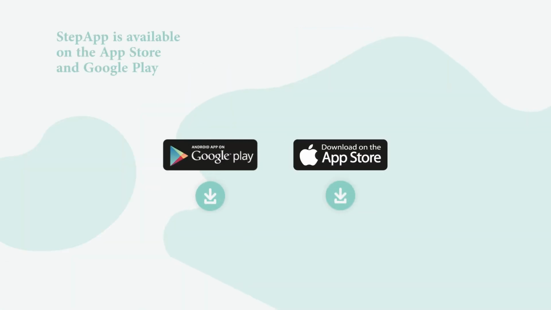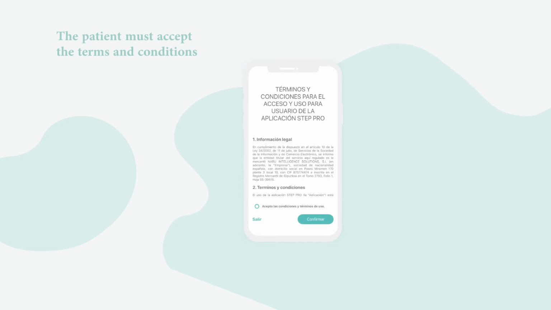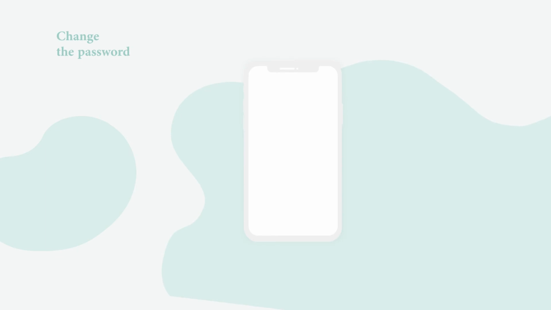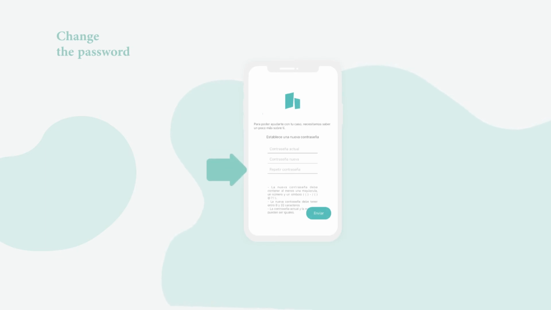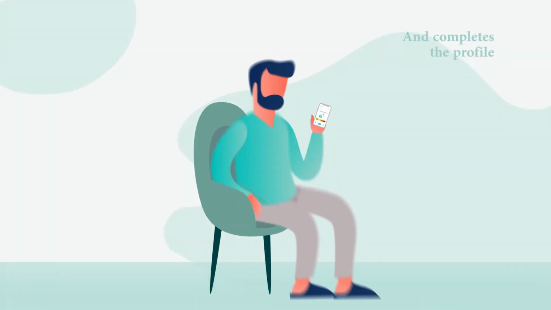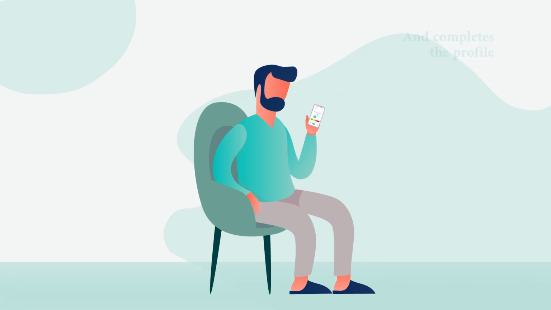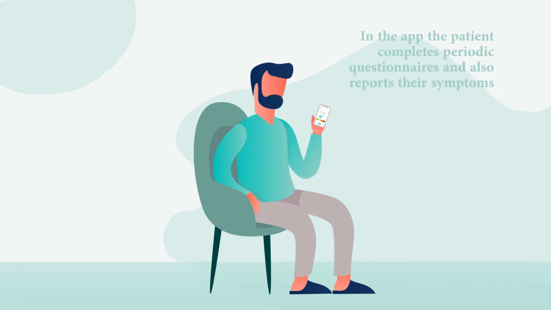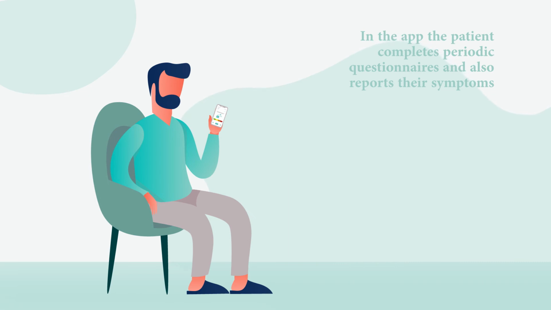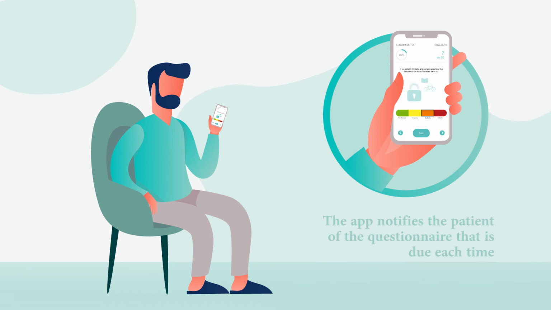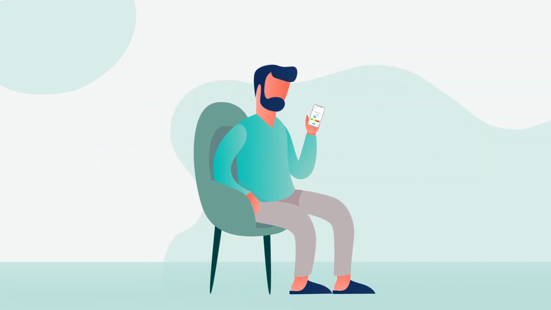After downloading the application and logging in for the first time, the patient must accept the terms and conditions and change the provisional password to a permanent one. The patient then completes the profile questionnaire. From this point on, they can begin to use the application. In STEP App, the patient has a series of questionnaires assigned by the clinical team at their disposal. The objective of these questionnaires is to acquire data about the quality of life of the patient and their well-being during treatment.